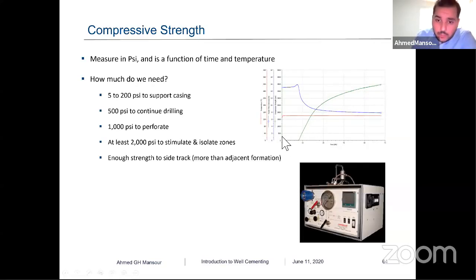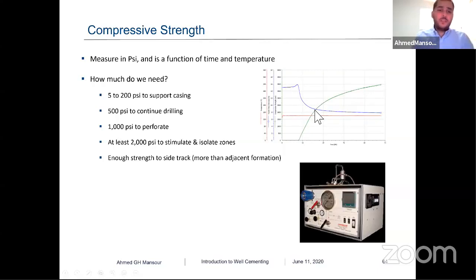You can see here at the beginning of the test, the green curve is representative of the strength of the cement, and this one is representative of the transit time. At the beginning of the test, we have the liquid phase of cement, so the transit time is high. As soon as the cement starts developing compressive strength, the transit time goes down because the velocity of the signal is faster now.